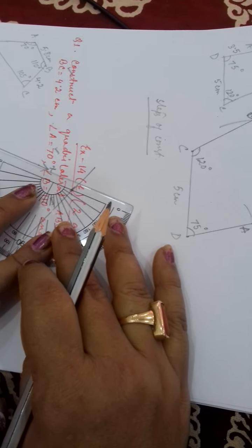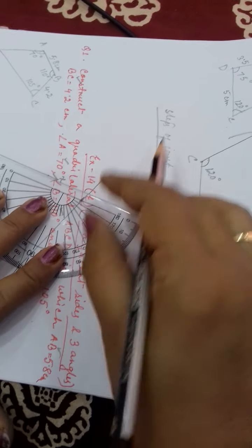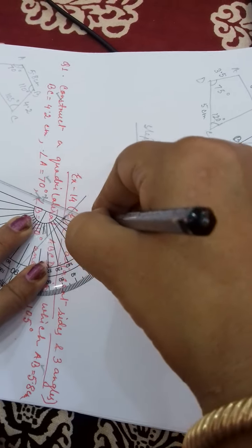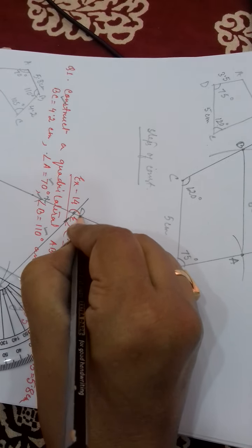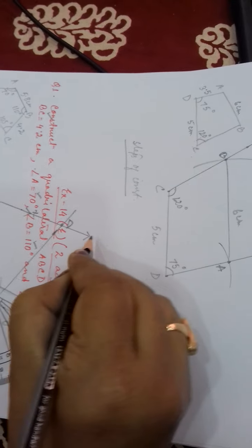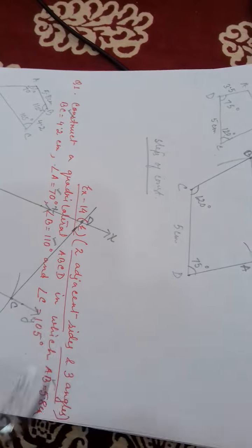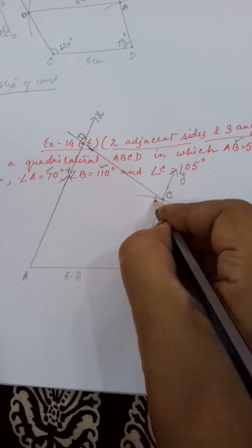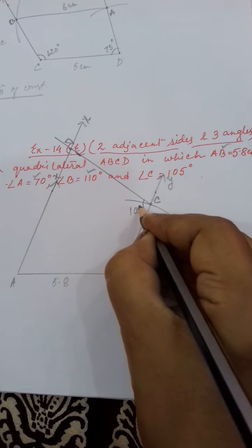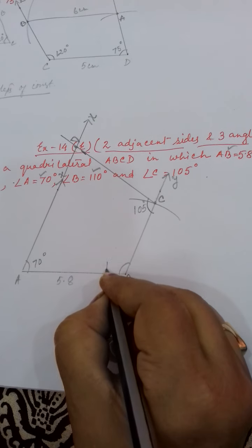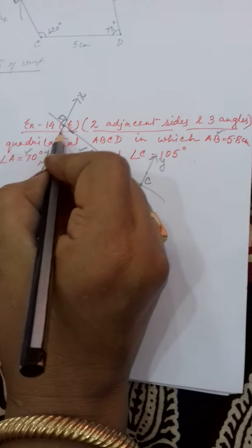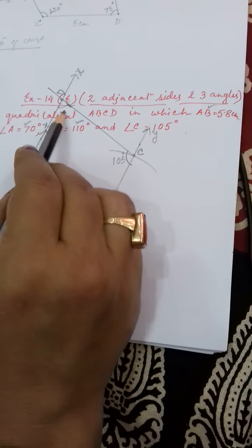Clear or not? So what will you do? This line you extend. Clear? After extending the line, at this point you have got D. So now you write X here. Have you seen? Students, have you seen how you have got it? So it is 105 degree, it is 70 degree, and it is 110. Now if you measure angle D, you will see the sum of the four angles will be 360 degree.